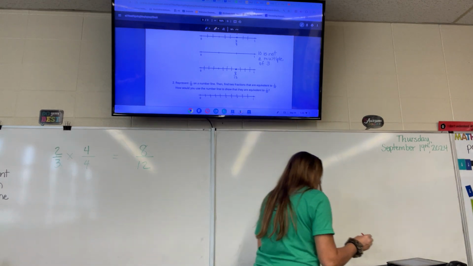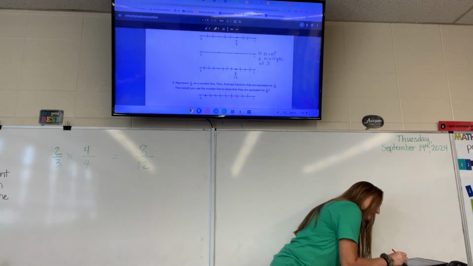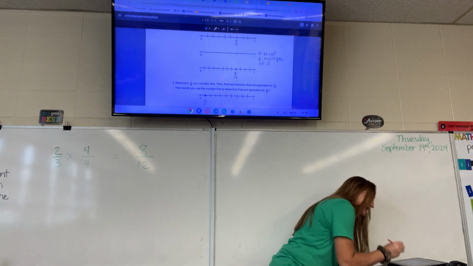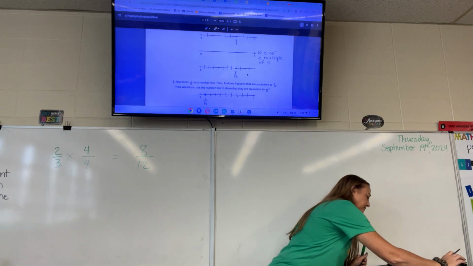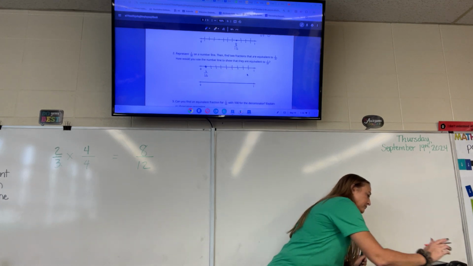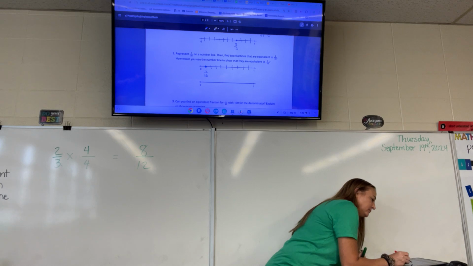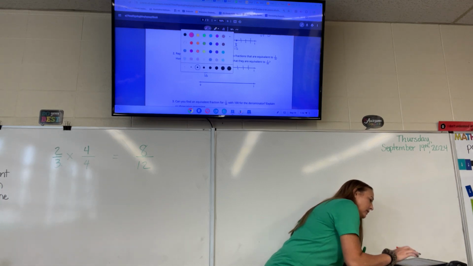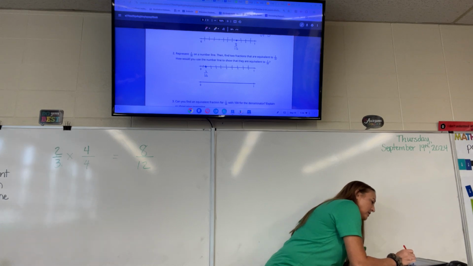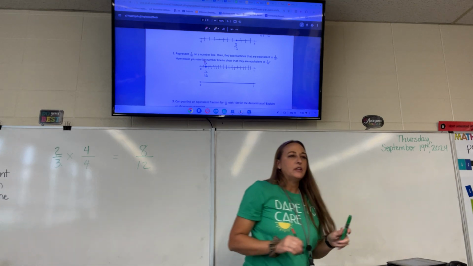1/10. Then find two fractions equivalent to 1/10. We're just going to find one. I'm going to go ahead and split these all in half, and that will make how many sections? 20. And 2/20 would be equivalent to 1/10, right?